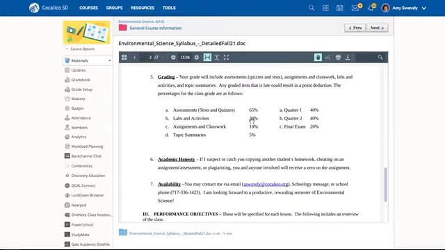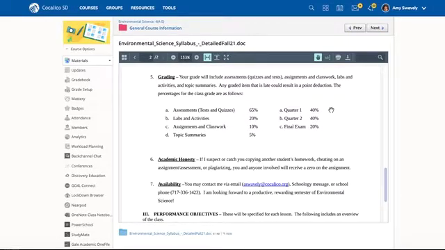Grading is also weighted, just like in biology. The assessments, which are tests and quizzes, are 65%, labs are 20%, assignments and classwork is 10%, and topic summaries, which are reviews before tests, are 5%. It acts as a very good study guide. They will have a topic summary before each test.